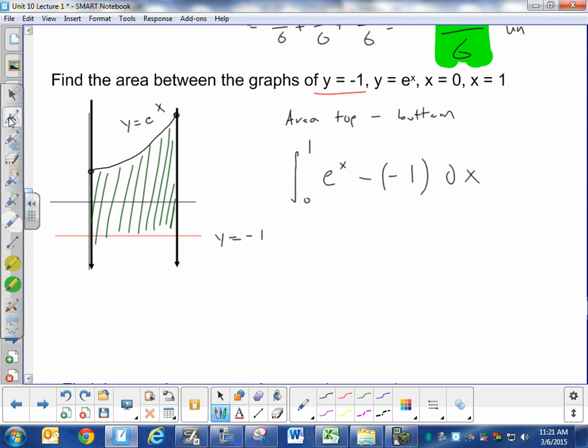The negative one? Well, that's the line, y equals negative one. That's the bottom function. It should be your top minus the bottom, so it's positive. Well, yes, you can do this, and once you get your answer, you take it and make it a positive answer. Now, minus one is minus two. So you get negative e minus two, you know that's negative, so your answer should be positive e plus two. Now, I'd prefer you to see which one's the top and which one's the bottom first.